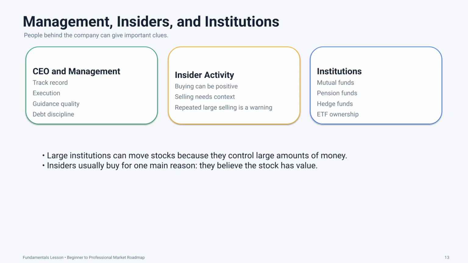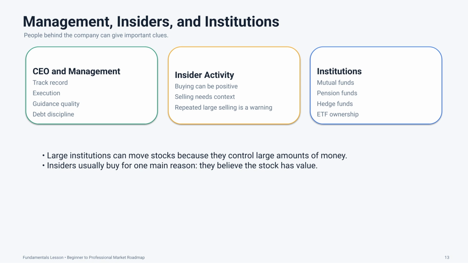The people behind a company can give us important clues about the future of the stock. First, we look at CEO and management. A strong management team should have a good track record, clear execution, honest guidance, and good debt discipline. Good leaders can help a company grow, control risk, and make smart decisions.